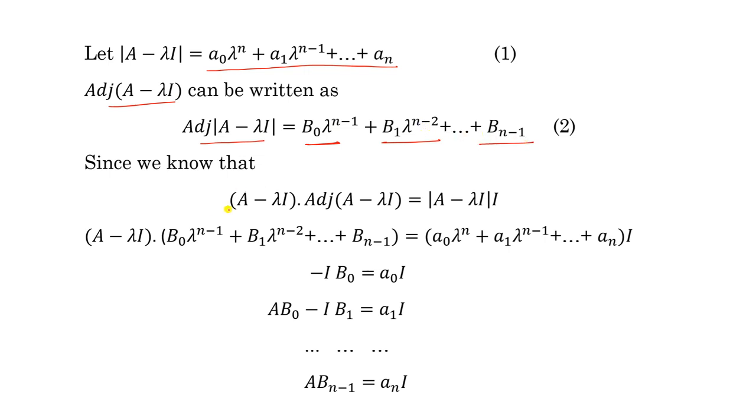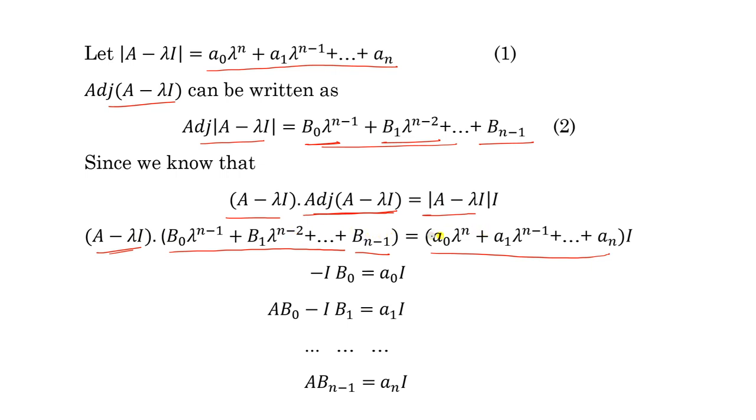Now we know, as I already told you, that we will utilize this result: (A minus lambda I) times adjoint (A minus lambda I) equals determinant (A minus lambda I) times I. Now, A minus lambda I we just leave as it is, and put the value of adjoint (A minus lambda I) from here. So this is the value of adjoint (A minus lambda I), and this is the determinant of A minus lambda I. Now look at this, the left hand side is a matrix, and the right hand side is a matrix.